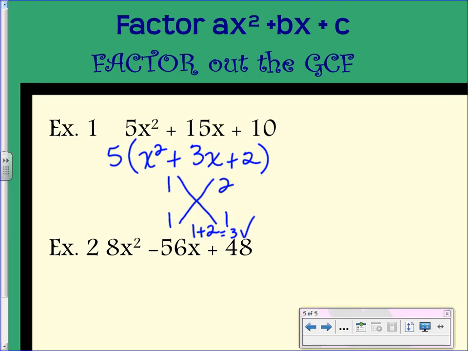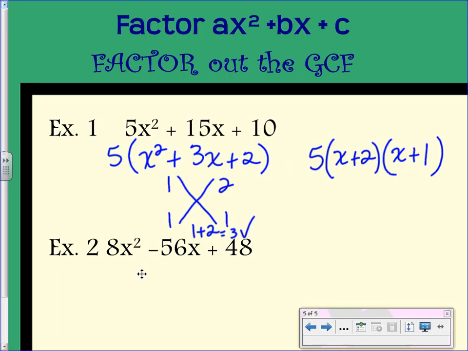So again, when we write our problem, 5 comes first, and then our sets of parentheses. So our first parentheses is a 1 and a 2, so 1x plus 2. And then the second, the bottom one, is a 1 and a 1, so that's just x plus 1. And then that is our final answer there.